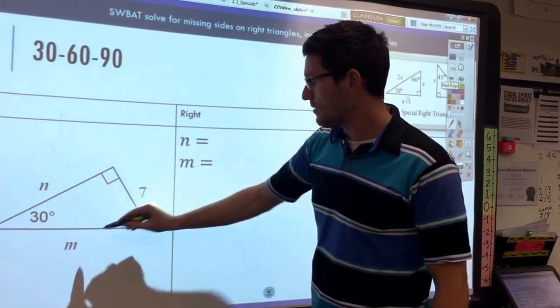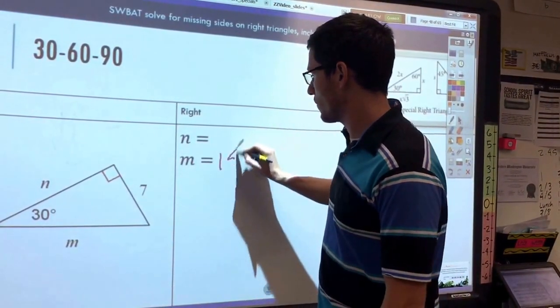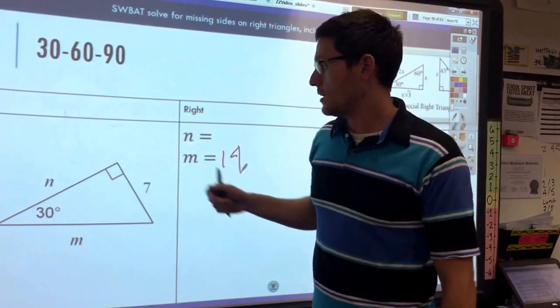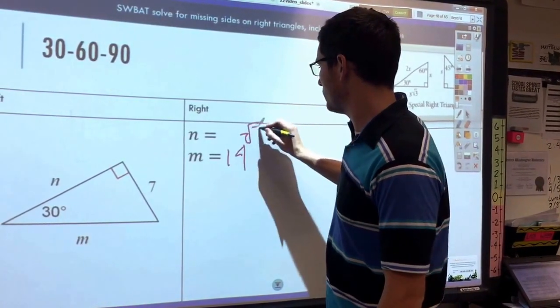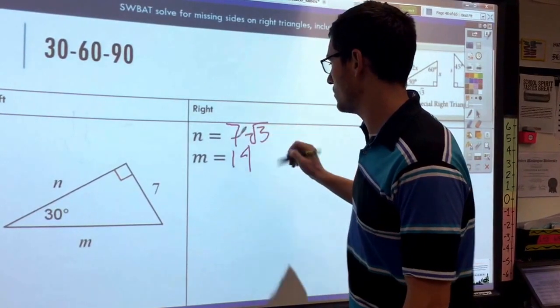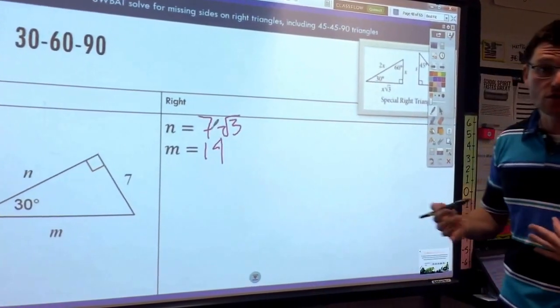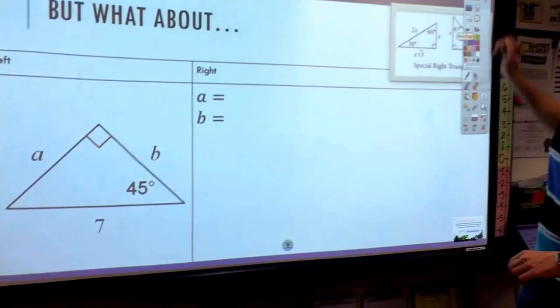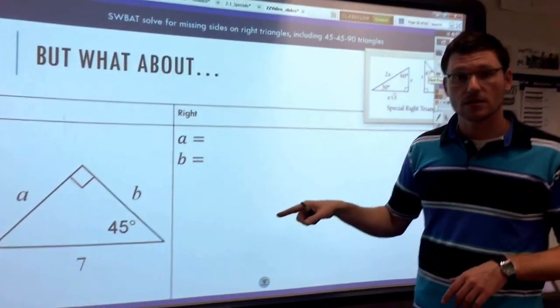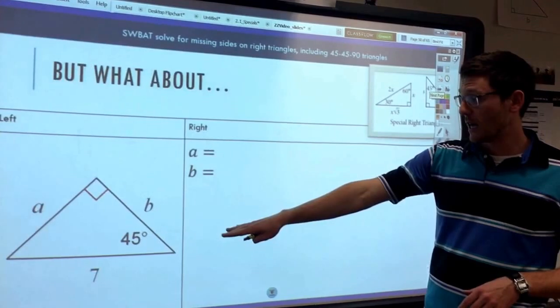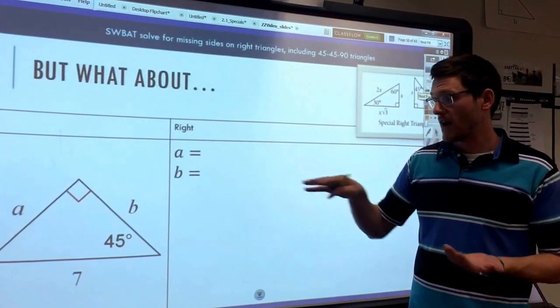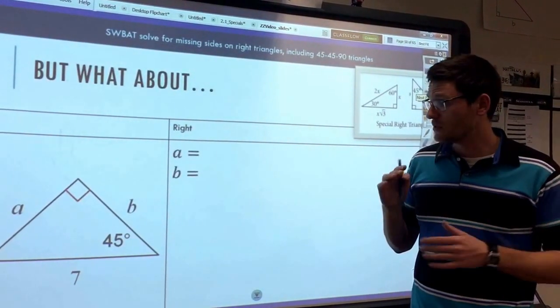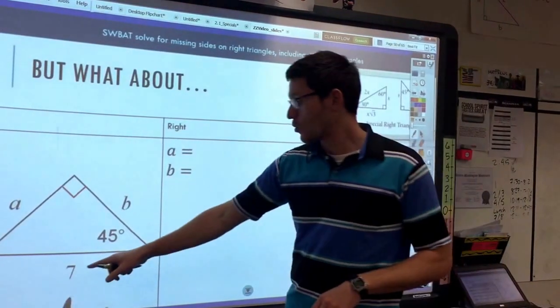This is the shortest side, so m is just going to be twice as long. It's just 14. N is going to be square root 3 times the shortest side. It's just 7 root 3. Okay, this should be familiar from yesterday. What we're jumping into today, though, is going to be problems that look like this. Okay, this time it gives us the hypotenuse and asks us to find a and b. Okay, and this one's a little bit trickier just because we're going the other way.